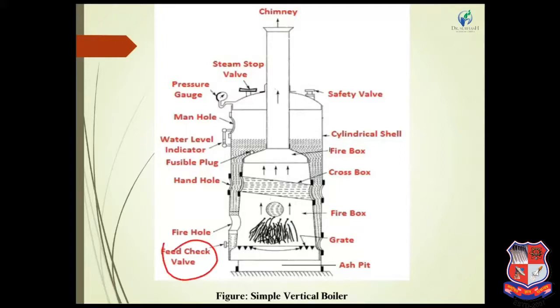This is the feed check valve. The feed check valve gives the water inlet to the boiler to maintain the water level inside it, because some of the water is converted into steam and the steam comes out of the boiler for useful work. The working of the feed check valve is to give water input to the boiler. Fire hole: the fire hole is the primary air input to the firebox to complete ignition inside the firebox.